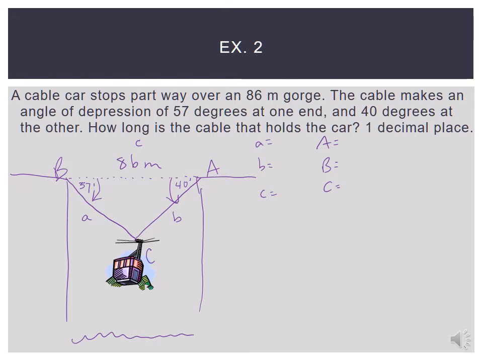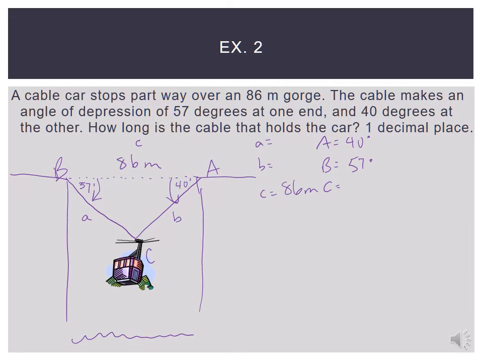Fill in your information. I don't know A, I don't know B, I do know C. Capital A is 40, and capital B is 57. And capital C we don't know.